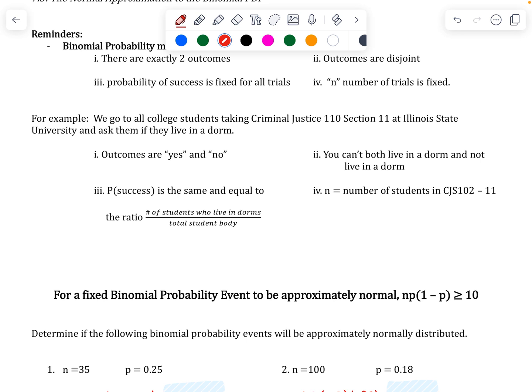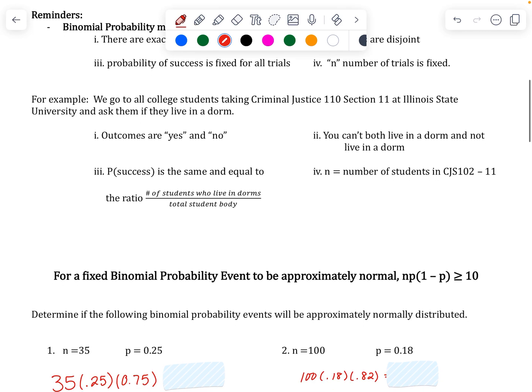The probability of success is fixed. It's the same as the percent of students that live in a dorm. And the number of trials is fixed. It's how many students are in that class.